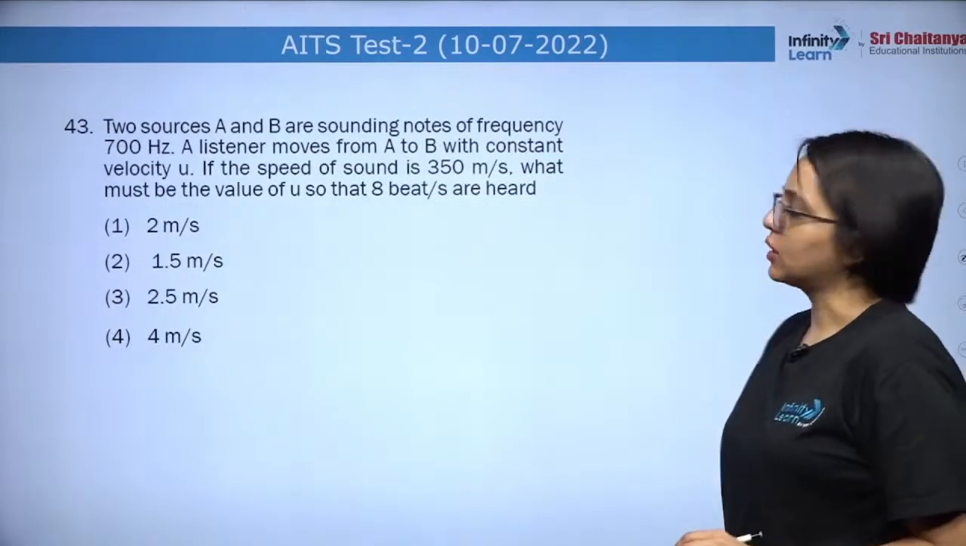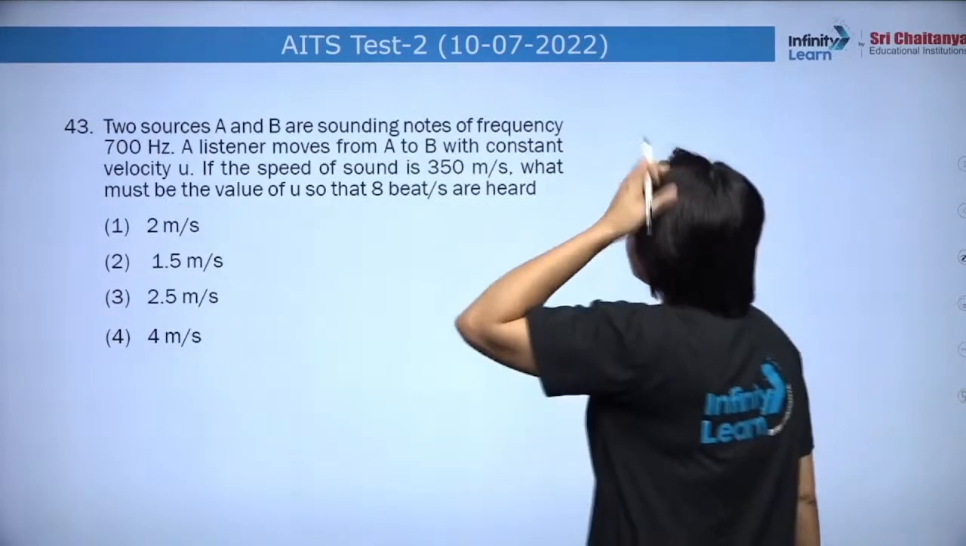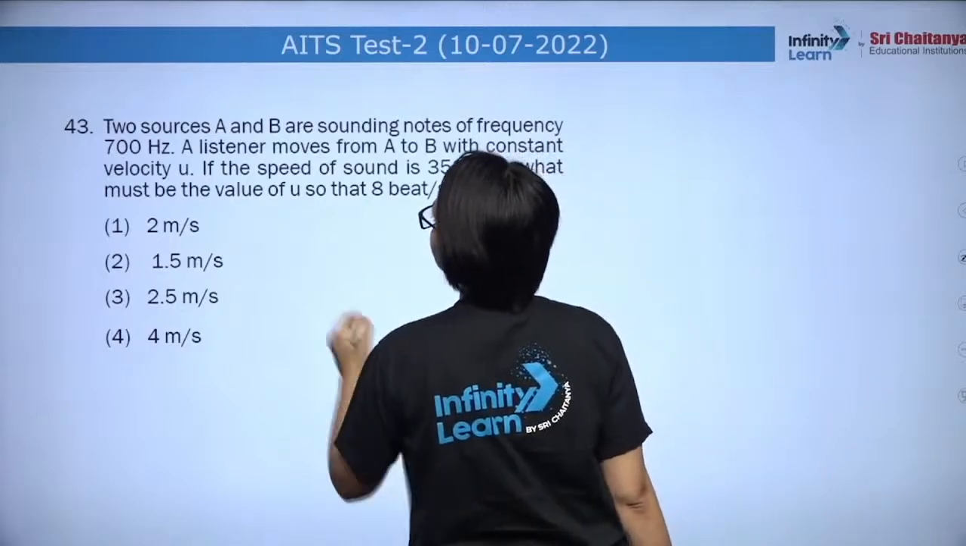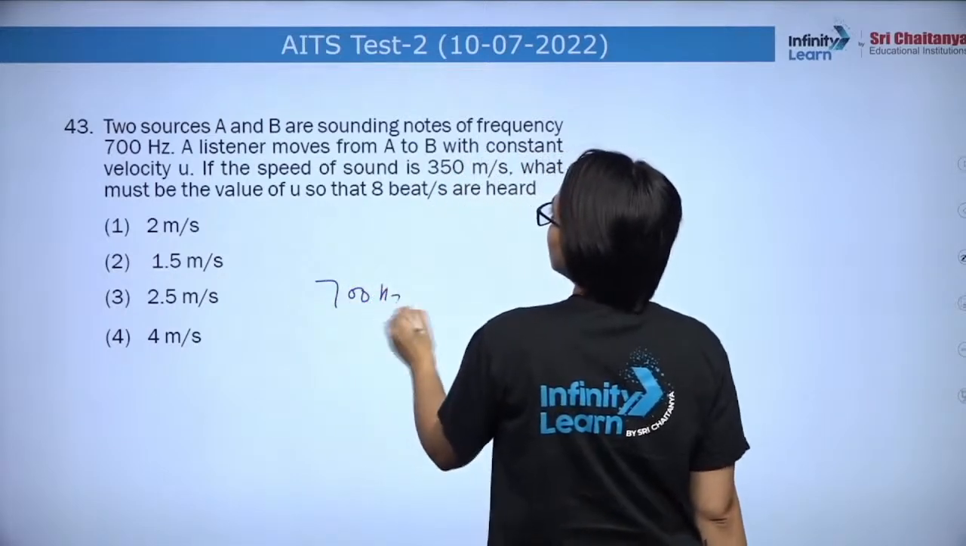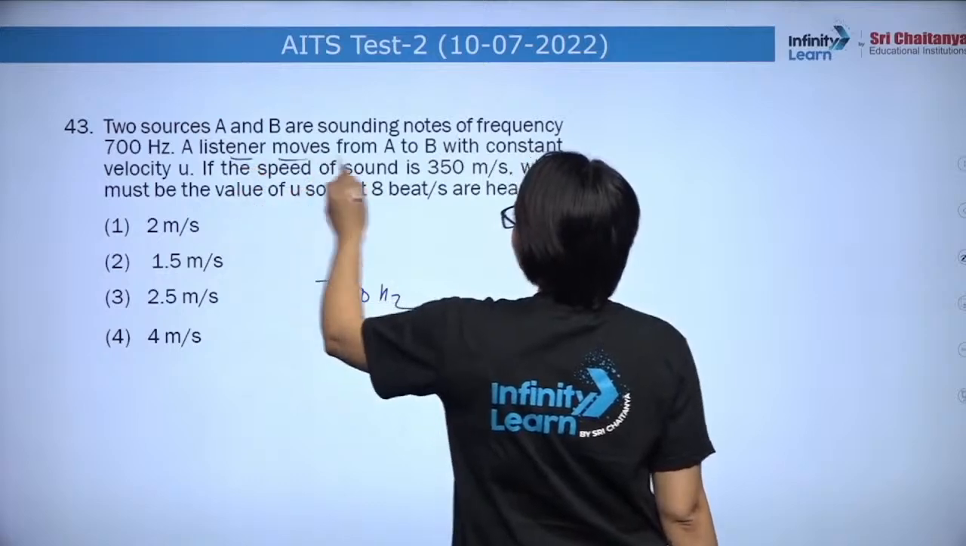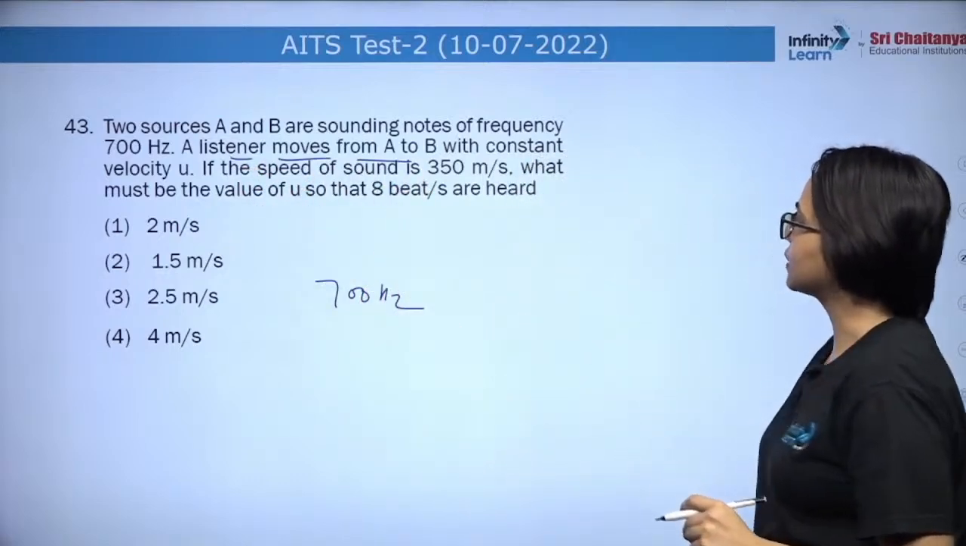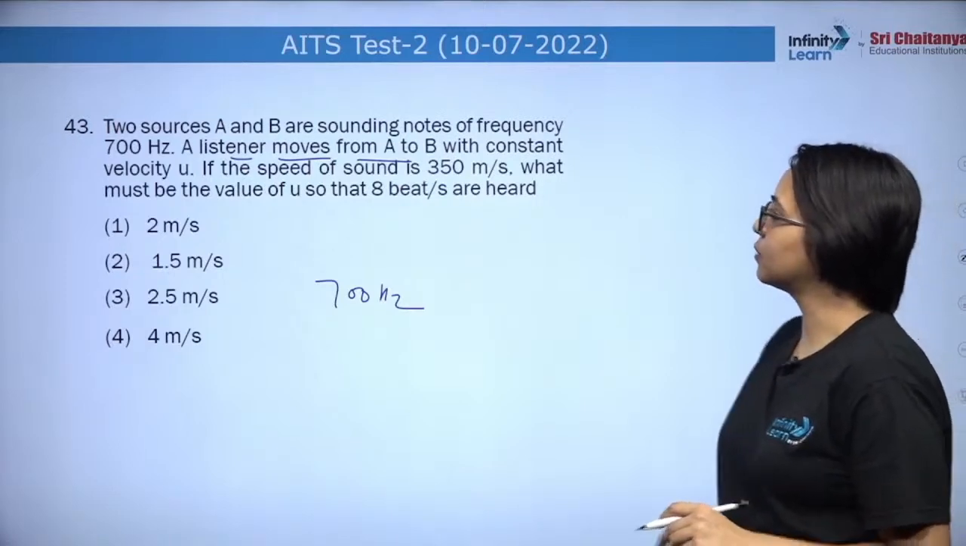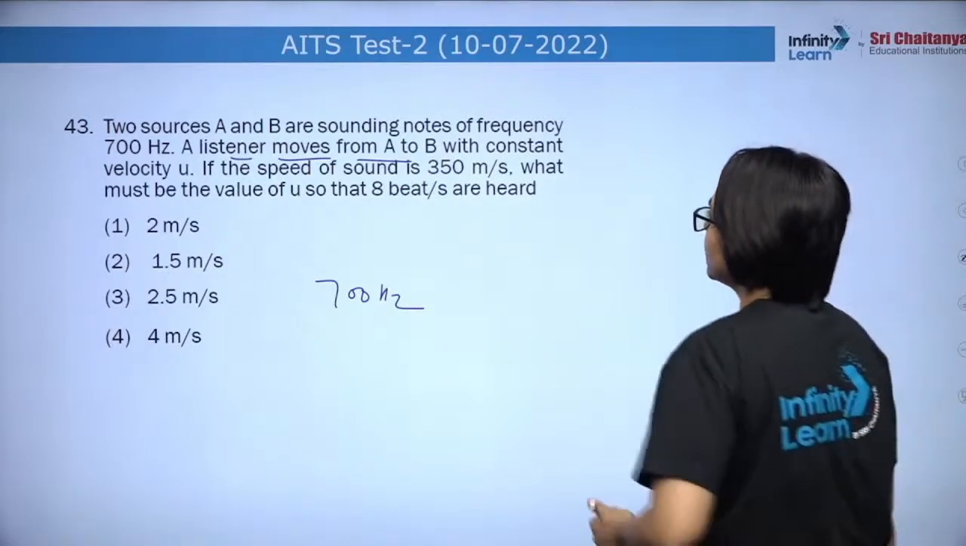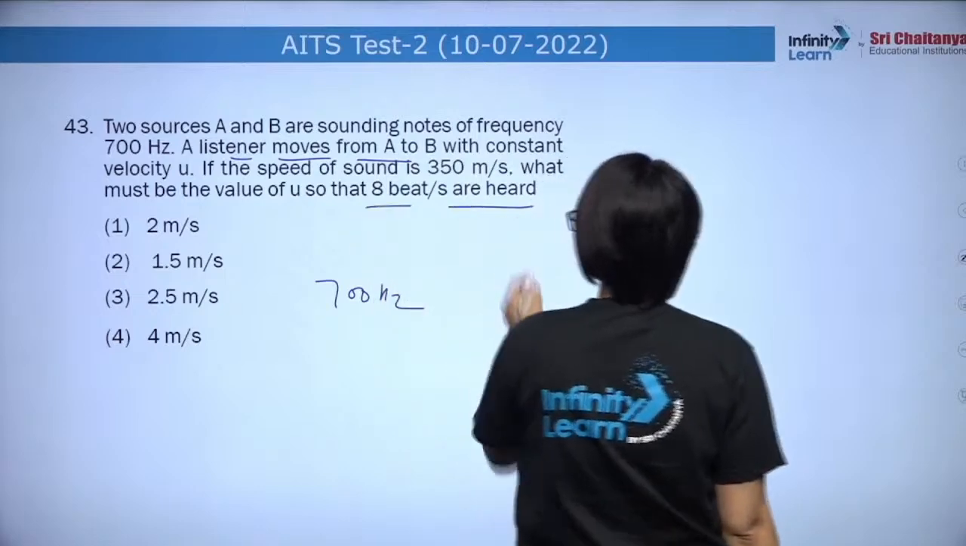Next is question number 43. We have two sources, A and B, sounding notes of frequency 700 Hz. A listener moves from A to B with constant velocity u. If the speed of the sound is 350 meter per second, what must be the value of u so that 8 beats per second are heard?